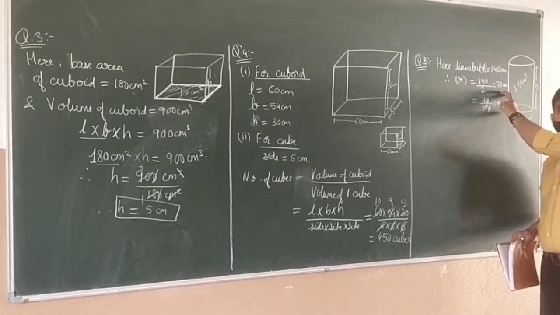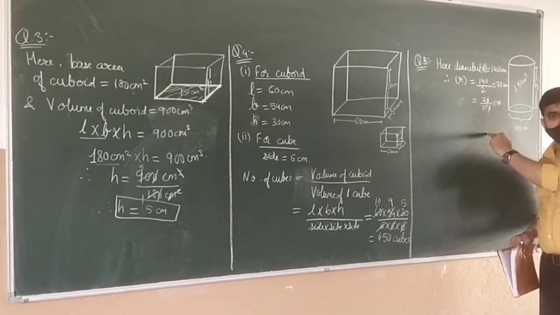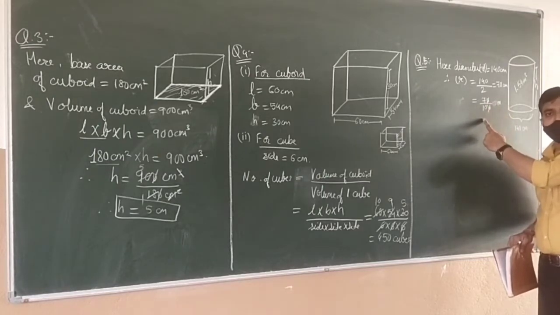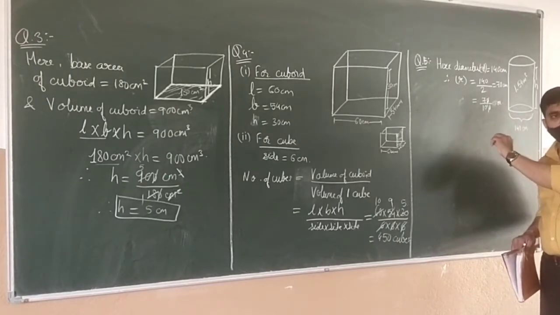Now I want to convert it into meter. So what I will do, divide it by 100. The zeros will cancel out. So I will be left with 7 divided by 10. You can also write 0.7. But why I am writing it this way, you will know.